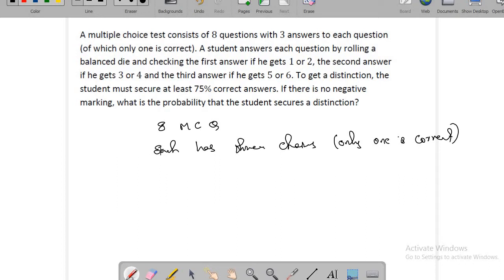Okay, so now if you answer this question randomly, then the probability of getting success is 1 out of 3, isn't it? So here we can clearly define the probability of getting success, that is marking the correct answer. That is actually 1 out of 3. Why? Because there are 3 choices, so the chance of getting success is 1 by 3. And of course, the chance of getting failure is 2 by 3. So here let me take it as p.